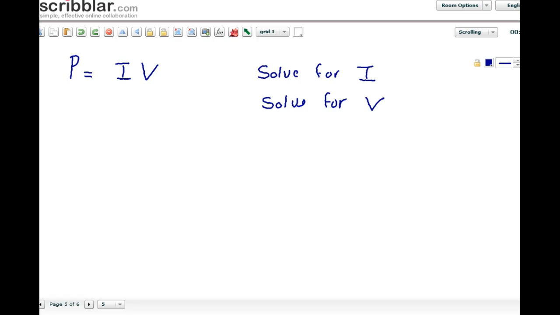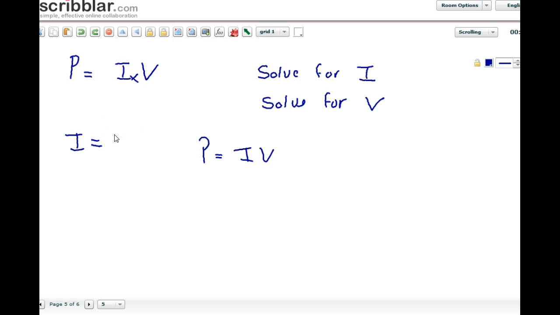Here is another equation, and this time I want you to try by yourself, and then I'll go through the solutions when you restart. Year 11s will be familiar with this. This is the power equation, where I stands for current and V is voltage. But of course it doesn't really matter what the things stand for as long as you can manipulate them. So have a go at solving for I and solving for V using this equation.